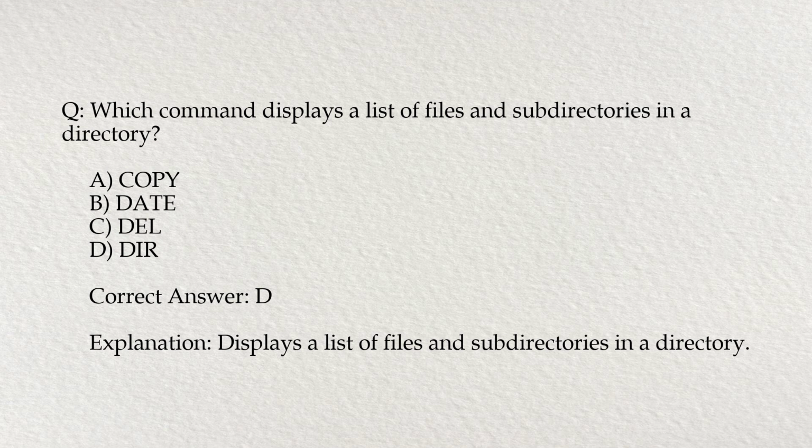Q, which command displays a list of files and subdirectories in a directory? A. Copy. B. Date. C. Del. D. Dir. Correct answer, D. Explanation: Displays a list of files and subdirectories in a directory.